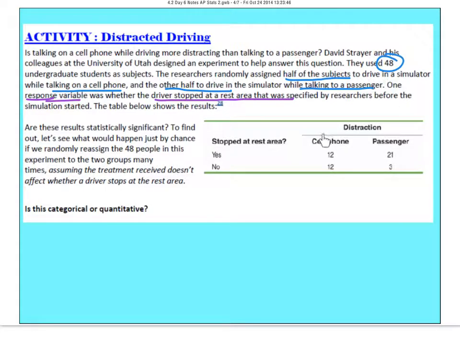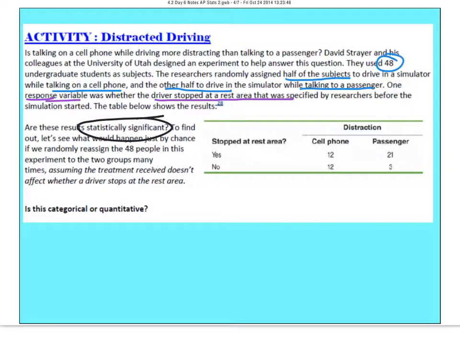So we're going to see the 24 students that were on the cell phone simulator, and the 24 that had the passenger in the simulator. If you're on the cell phone, they exited and stopped at the rest area 12 times, and the other 12 they didn't. For the passengers, they stopped 21 times, the other 3 they didn't. One might conclude when you look at this that you're less distracted with a passenger than you are with your cell phone. But the question is, are the results really statistically significant?